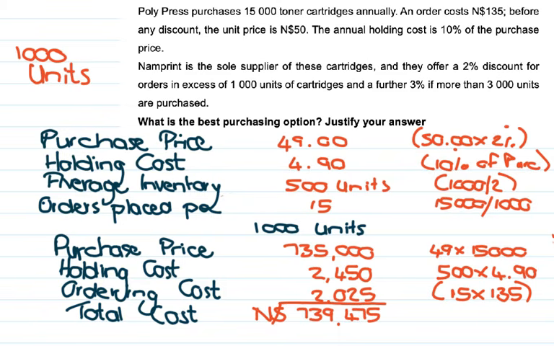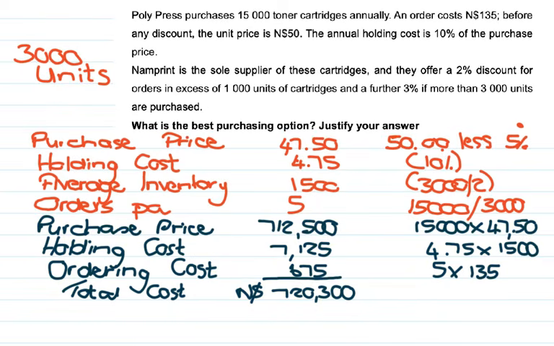My ordering cost, I need to place 15 orders, and one order will cost me 135. So my total ordering cost will be 2,025, and then my total cost for 15,000 units that I need for the year, if I place orders of 1,000 each at a time, then I will have a total cost of 739,475 Namibian dollars. Now this solution is based on my 3,000 units.